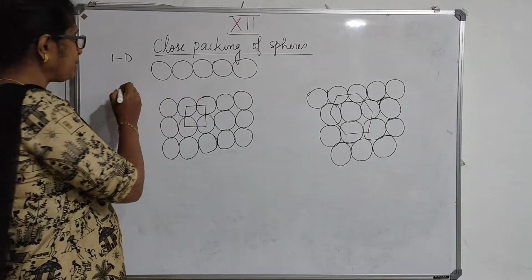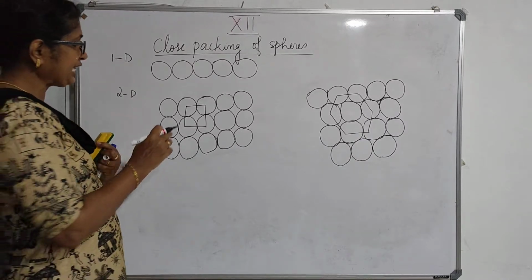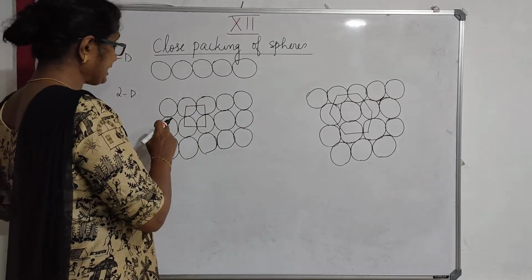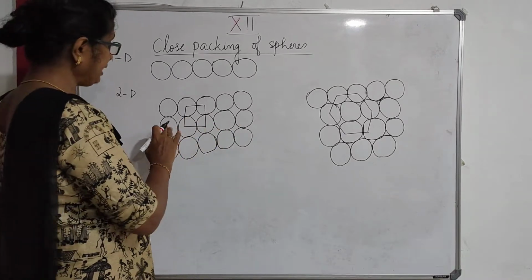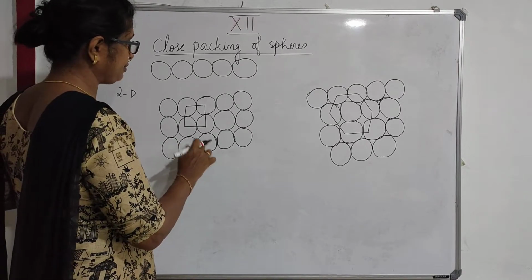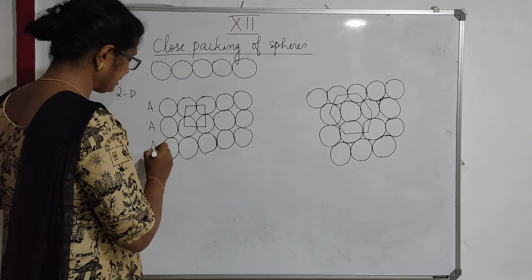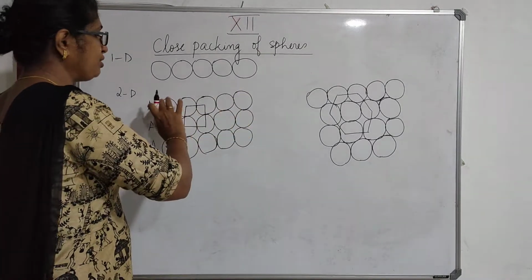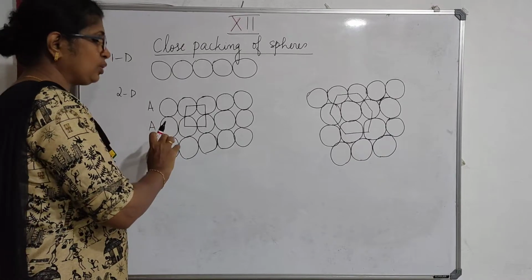Now we will come to two-dimensional close packing. What we can do is keep the spheres like this. Then the second row comes as in the first row, we keep them just aside. Then the third row also just as the first one. So if this is the A layer, this is also A layer and this is also A layer. Similarly, we keep the same way, as the first row of spheres is placed, we keep the second row, then the third row in the same way.